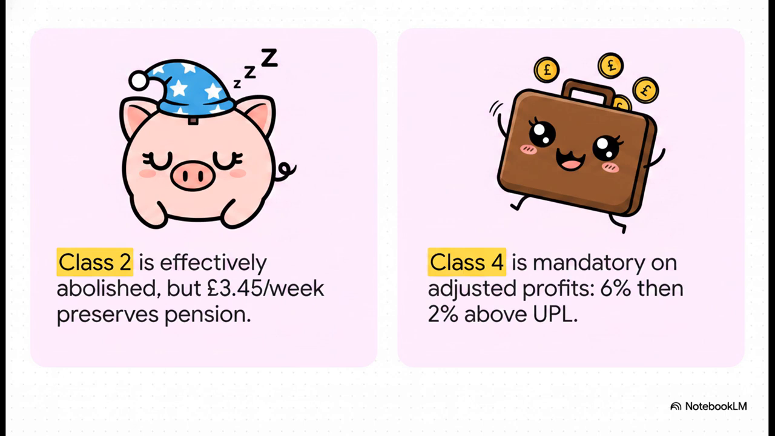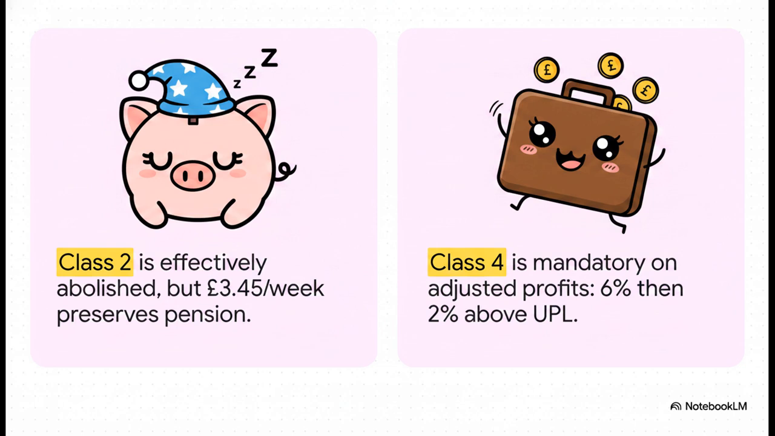Now, for the self-employed folks, Class 2 is pretty much a ghost for 2024-25, effectively abolished. However, making a tiny voluntary payment of £3.45 a week is still a really smart move for low earners to protect their state pension down the line.